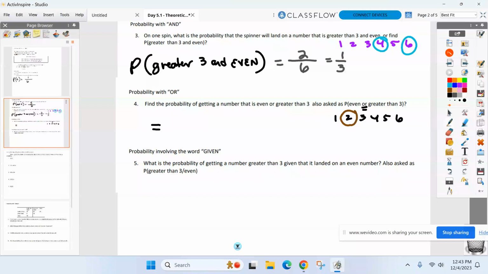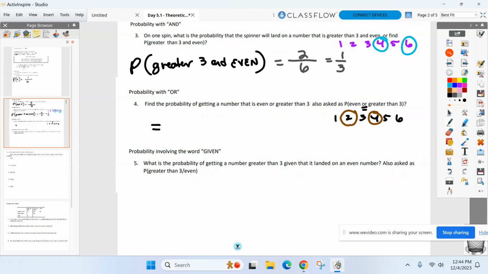How about 3? Does that count? No. How about 4? Does 4 count? Okay, now we've got to start watching ourselves. Is it even? Is it greater than 3? Okay, but I can't count it twice. I can't count it because it's even, and also count it because it's greater than 3. It's only going to be counted once. You see what I mean by it can't be counted twice?